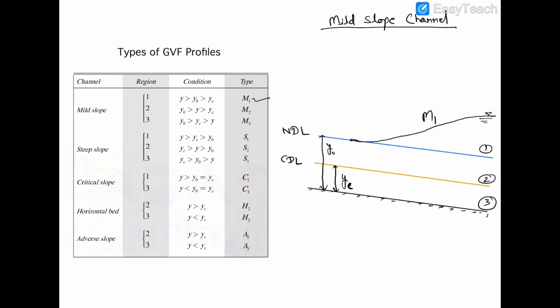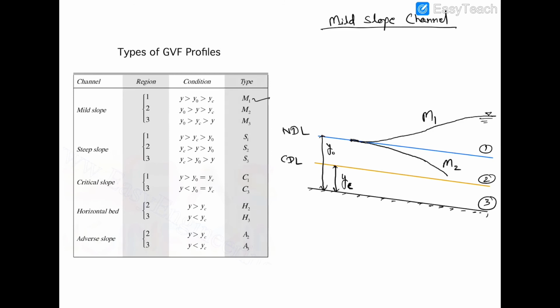In region number 2, the GVF profile will always have decreasing water depth, and near the NDL, when the profile reaches the NDL, it is tangential, and when it approaches the CDL, it becomes 90 degrees. We know that in the vicinity of the CDL the GVF equation is not valid. That's why we draw the GVF profile some distance away from the CDL. So this is the shape of M2.